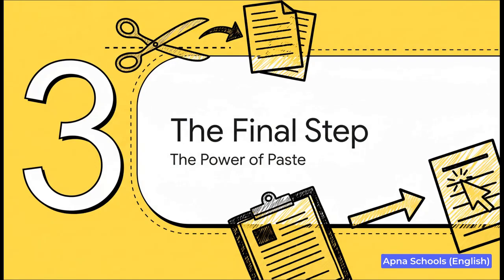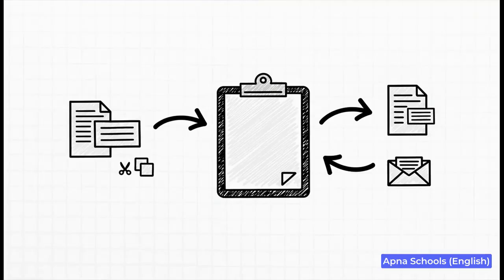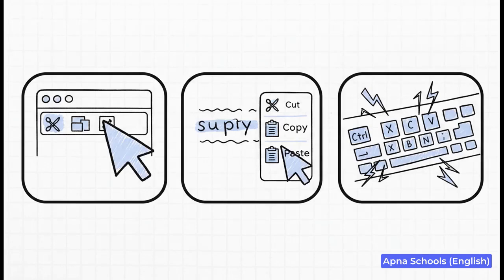Okay, so you've used your scissors to cut something, or you used your photocopier to copy it. Now what? Well, that text is just kind of floating in a virtual space called the clipboard, waiting for your next move. And to give it a new home, you need the final command in our trio: paste. Paste is the action that completes the whole process. You just click your cursor exactly where you want the new text to appear, and you hit paste. And the really cool thing is, this clipboard isn't stuck inside one document. You can copy a sentence from a Word doc and then paste it right into an email or another document entirely. It's super powerful.